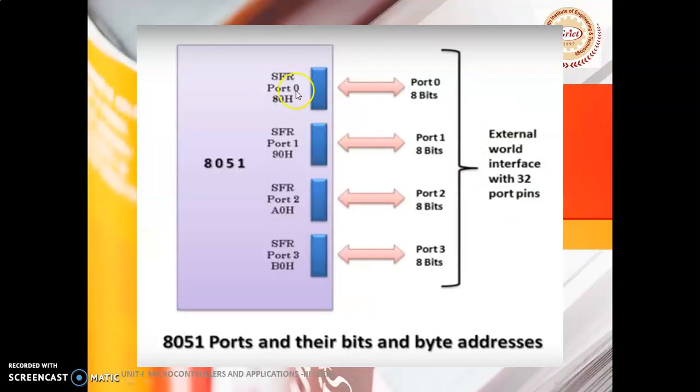Coming to port 0. Port 0, port 1, port 2, port 3. In your controller, if you see here, all the 4 ports exist in the SFR RAM area. SFR stands for Special Function Registers RAM area. It means the port 0, port 1, port 2, port 3 registers have direct address locations in the SFR RAM area. For port 0, the direct address location in SFR RAM area is 80H. Port 1 is 90H. Port 2 is A0H. Port 3 is B0H. And all the ports are of 8 bits.